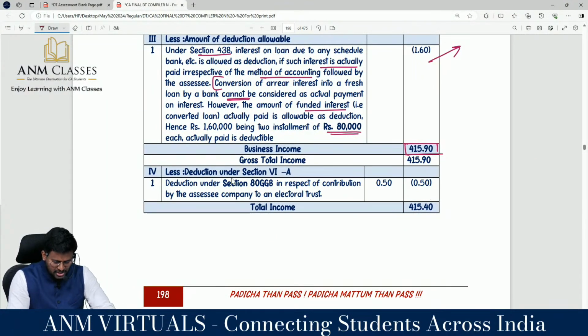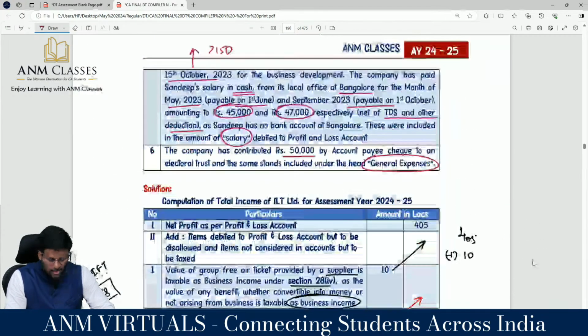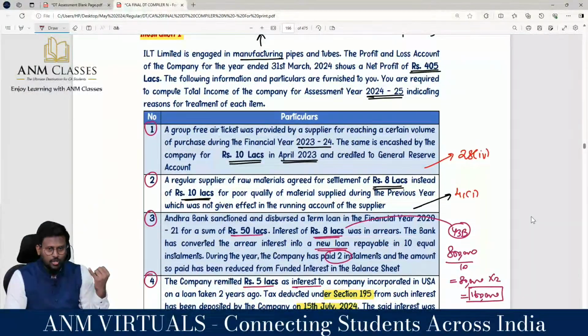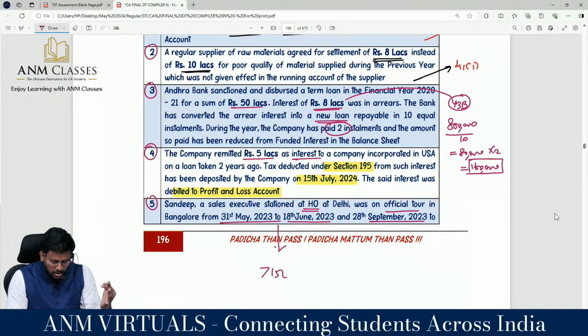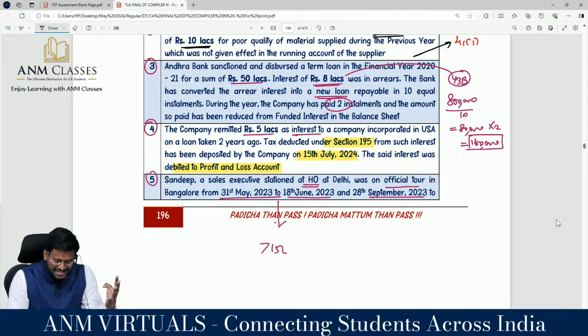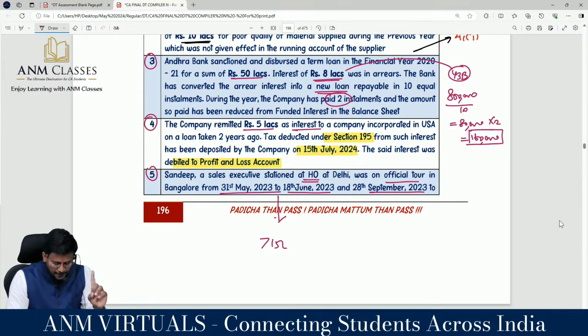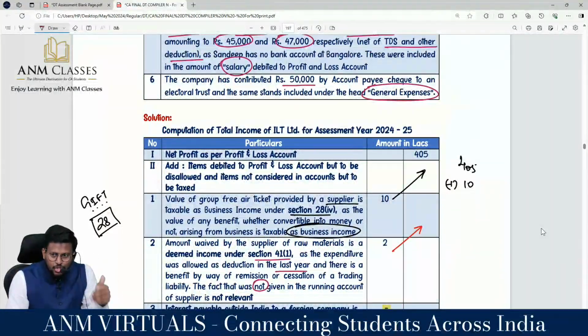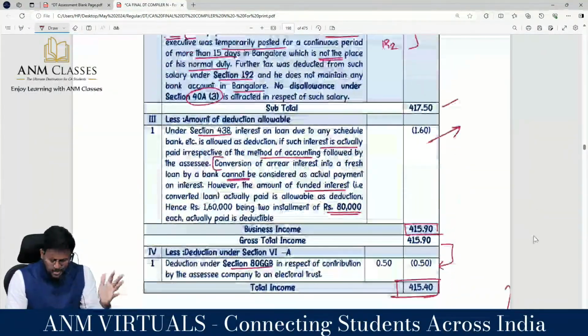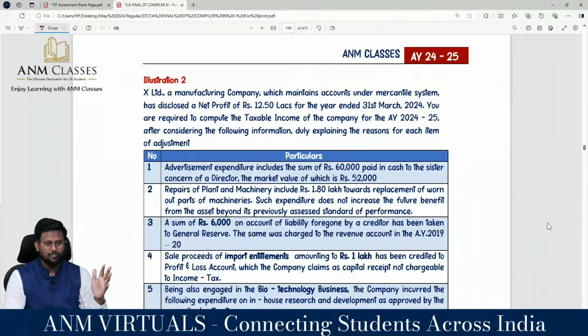Less deduction under chapter 6A, deduction under 80GGB in respect of contribution by assessee to an electoral trust, 0.50. Total income is 415.40. This is the base question. The first adjustment is section 28 clause 4, the second adjustment is 41 subsection 1, the third adjustment is 43B, the fourth adjustment is with regard to the TDS part, 195 and 40A clause 1. Then 40A subsection 3 read with rule 6DD and 80GGB or 80GGC. This is a nice question to start with the computation of total income.